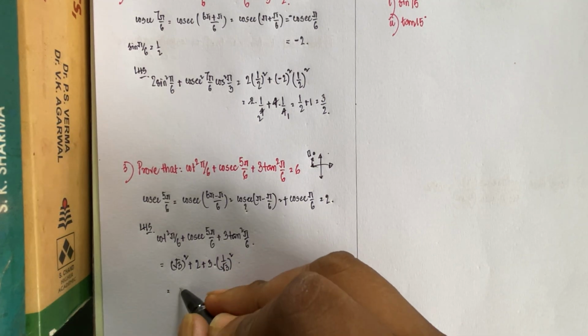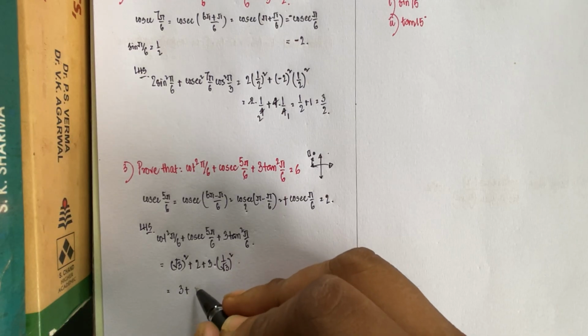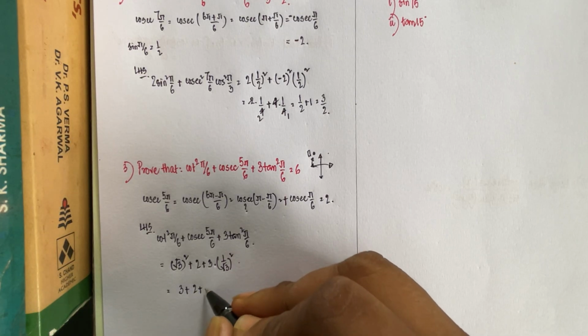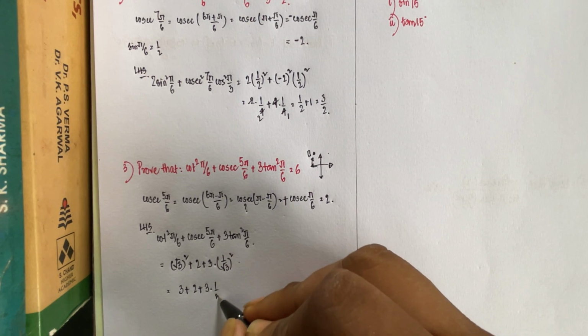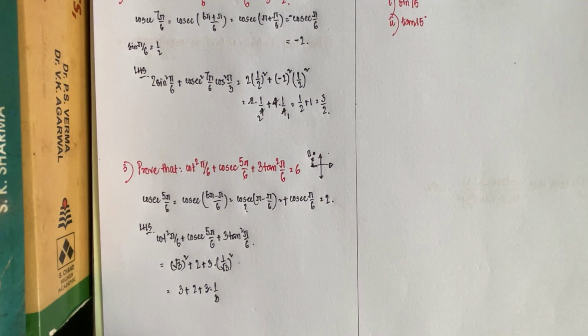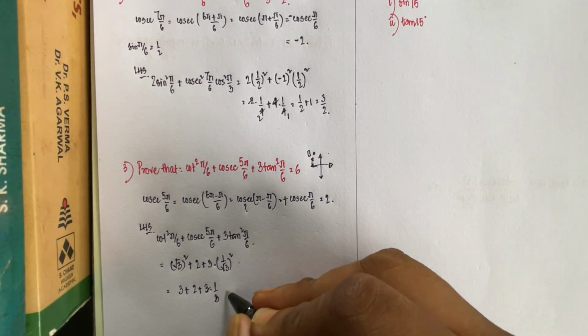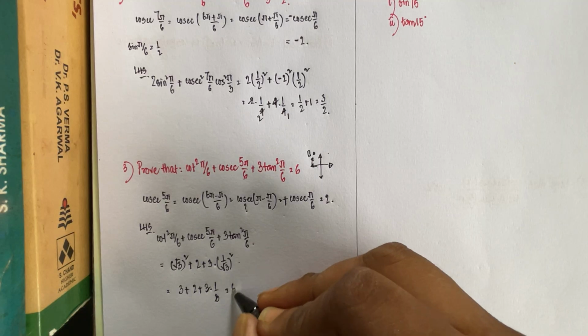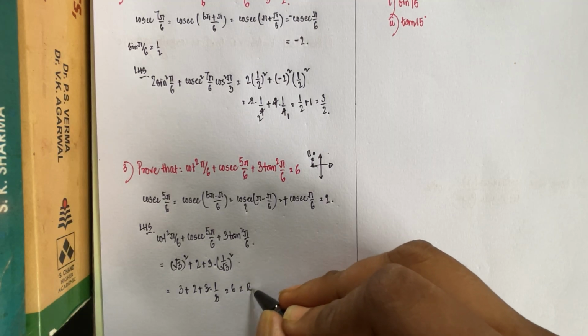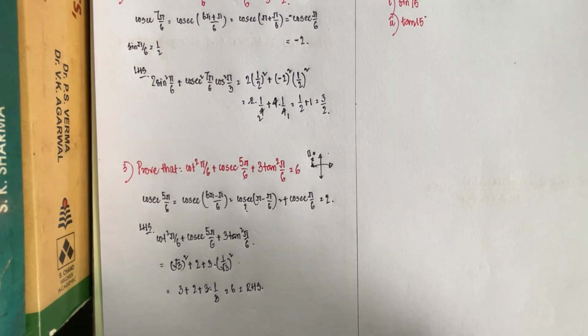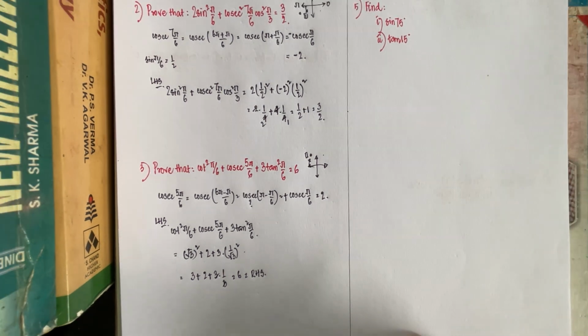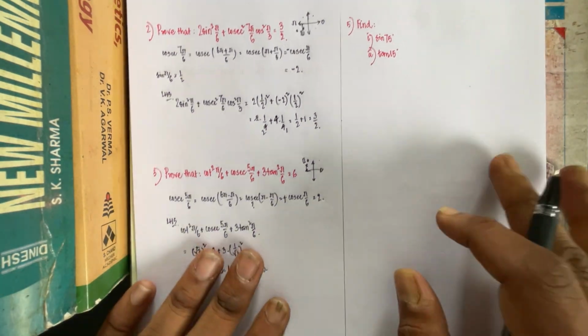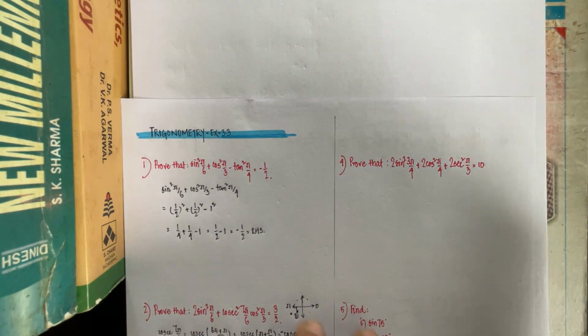So that gives us 3 plus 2 plus 3 into 1 by 3. 3 cancels out, so it is 1. So 3 plus 2 plus 1, that is how much? It is 6, and that is our right hand side. Correct? So this is how we can solve question number 3. Let us move to question number 4 now.